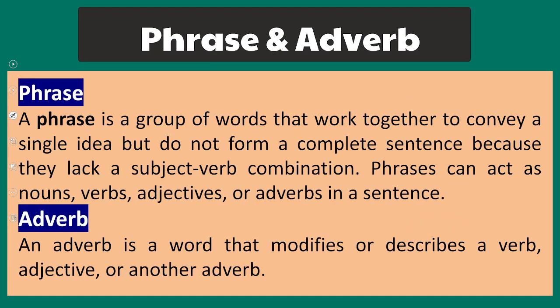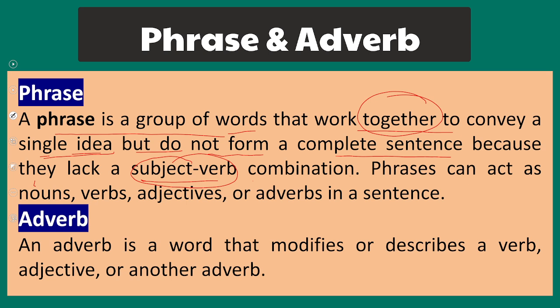Let's talk about a phrase. A phrase is a group of words that work together to convey a single idea but do not form a complete sentence because they lack a subject and verb combination. But we have subject and verb combination in clauses, but not in phrases. So it means that a phrase is a group of words. We can have 2 words, 3 words, or even more than 3 words in our phrase. And they work together to convey a single idea. It means they are working together for one idea, but they are not a complete sentence.